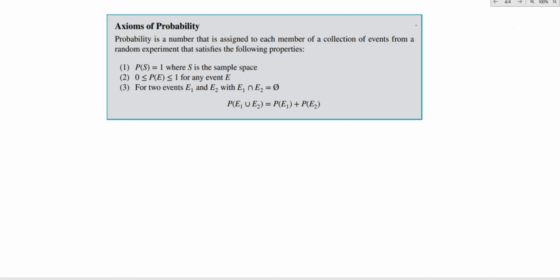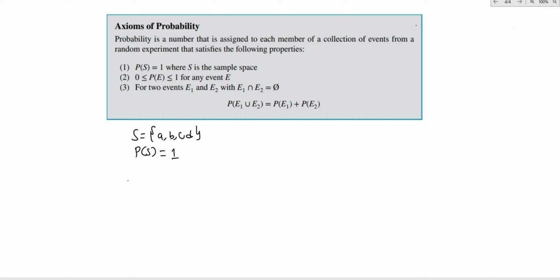So if you have a sample space and you have outcomes, let's say outcome A, B, C, and then D, what the first axiom is saying is that when you sum up the probability of all the outcomes in this sample space, it should be equal to 1. That means that the probability of S should be equal to 1. So when you sum up all the probabilities of the outcomes in this sample space, we should get a value of 1. That's what the first axiom says.